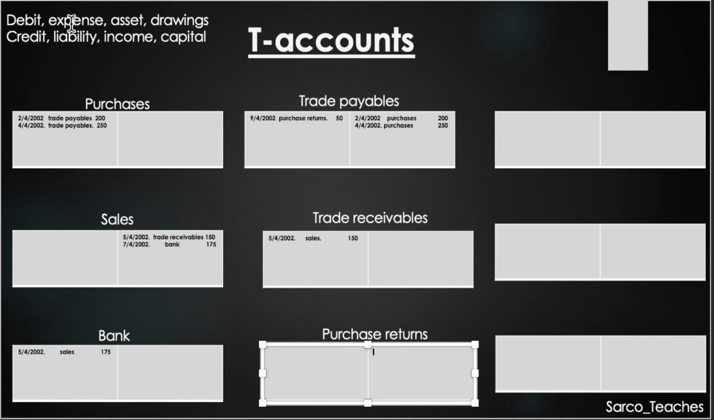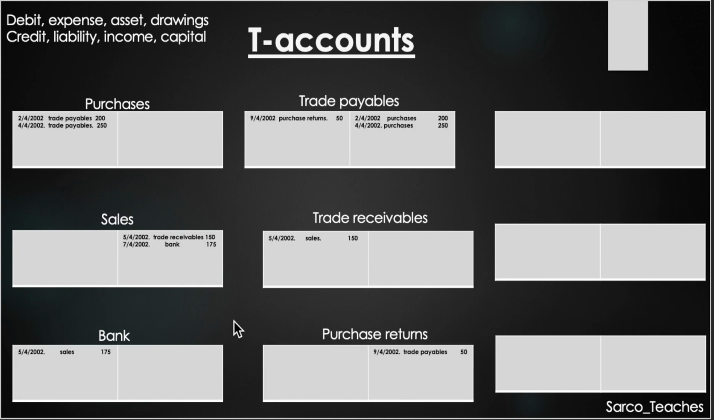Our purchase return account is a decrease in expense account. So it is an expense account, however, it is a decrease in expense account. So when we decrease expenses, we put it on the credit side. So when we go into our purchase return account, we put it on the credit side. Basically the opposite of whatever you did to the account before. So in our trade payable, we debited it. So in the purchase return, we basically just credit it.